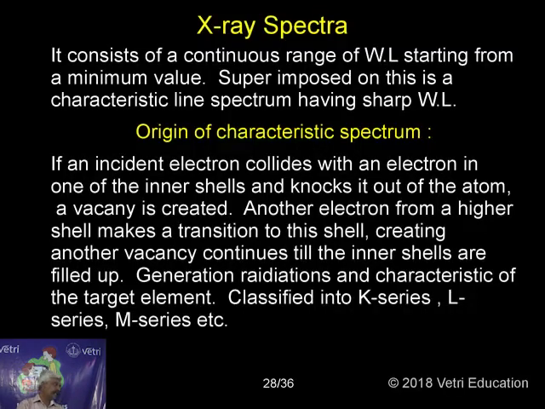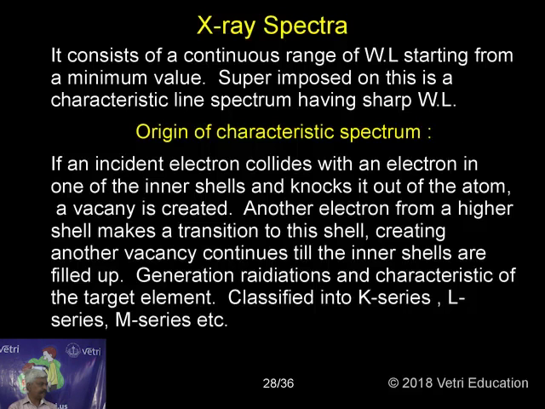If an incident electron collides with an electron in one of the inner shells and knocks it out of the atom, a vacancy is created. Another electron from a higher shell makes a transition to occupy that place, creating another vacancy. This continues till the inner shells are filled up.